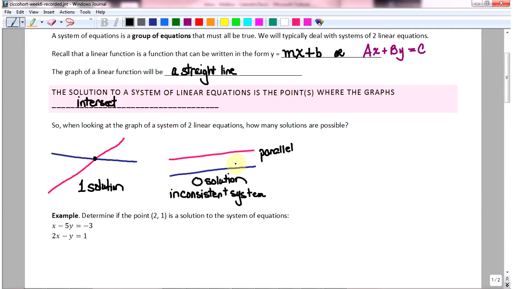Well, there's one other possibility, and that's if your two graphs are right on top of each other. So this is one of our lines, and then the second line happens to be the same graph right on top. If they're the same line, that means that they have every point in common. So if they have every point in common, how many points are there on a line? Infinitely many. So there are infinite solutions. And when that happens, it's called a dependent system.